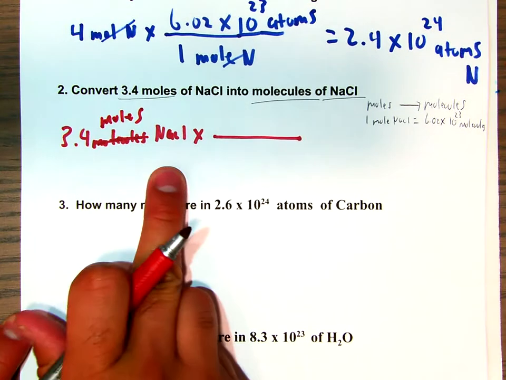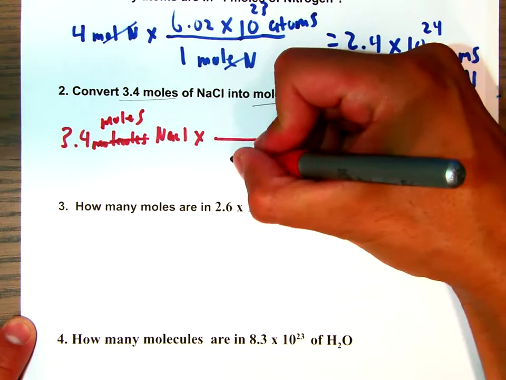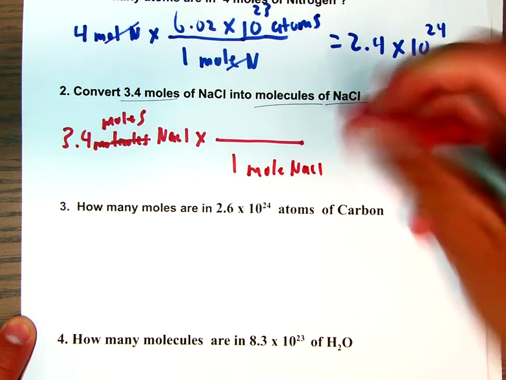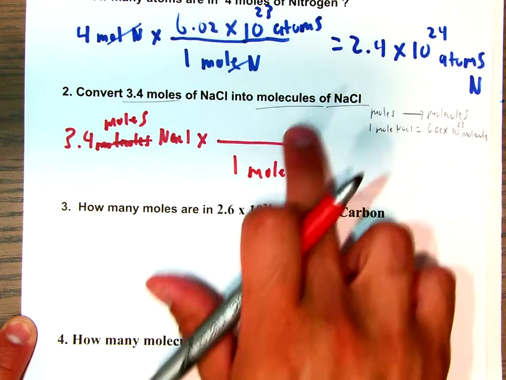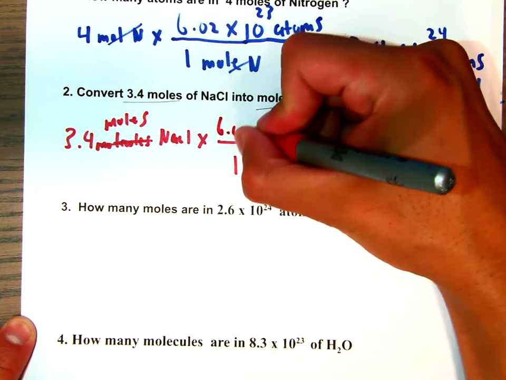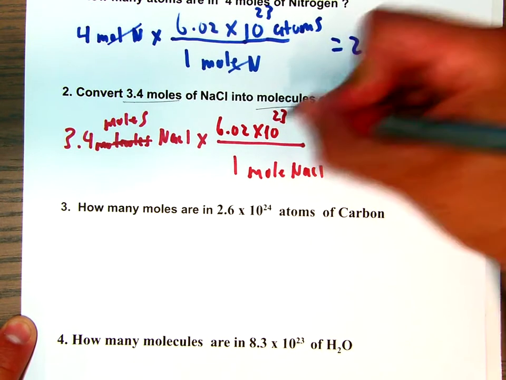So I'm starting with 3.4 moles of NaCl. Moles are going to go in the bottom, similar to what we did up here. 1 mole of NaCl goes in the bottom. I'm just taking this and putting it down here. And then on the top, I'm going to put molecules, because that's what I want. So 6.02 times 10 to the 23rd.